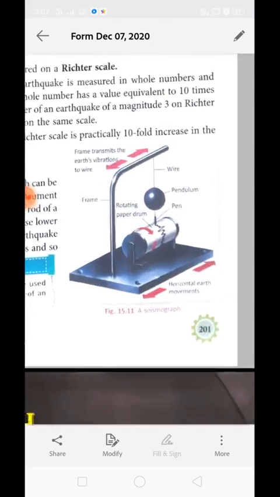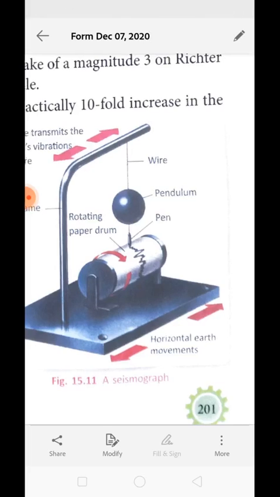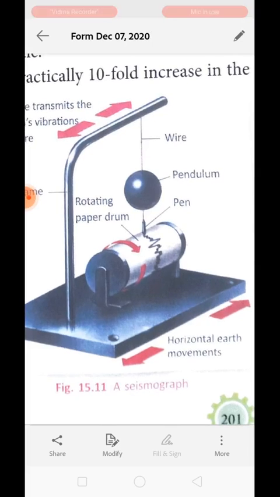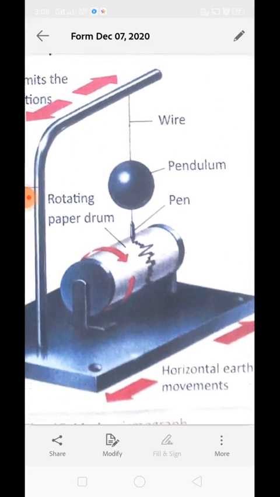Now this is the instrument which is used to measure the intensity of an earthquake. This is called a seismograph. The picture is shown over here. An earthquake generates seismic waves which can be detected and recorded by a sensitive instrument, the seismograph. This is the seismograph which can record the intensity of an earthquake by using a suspended pen over here.